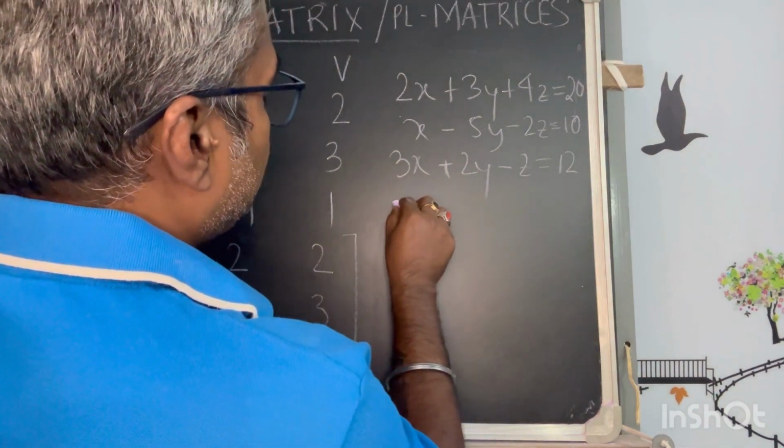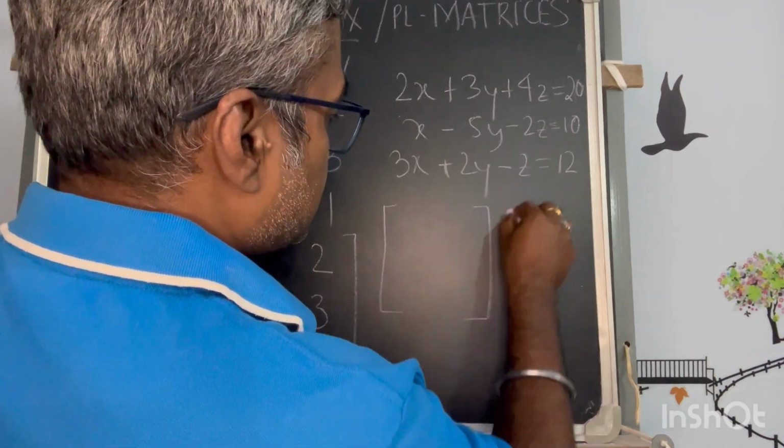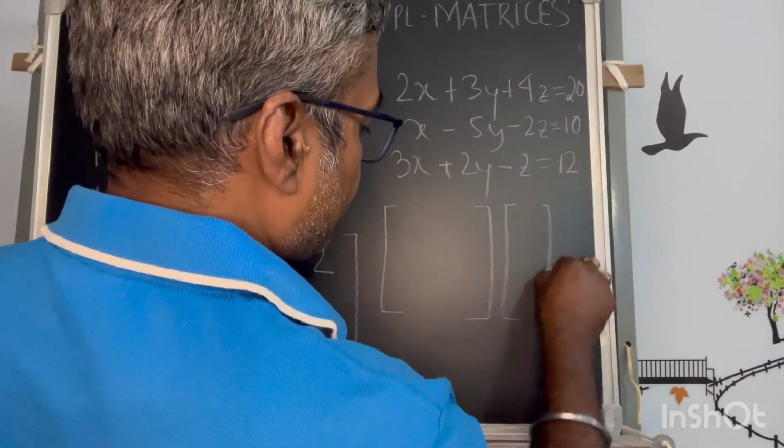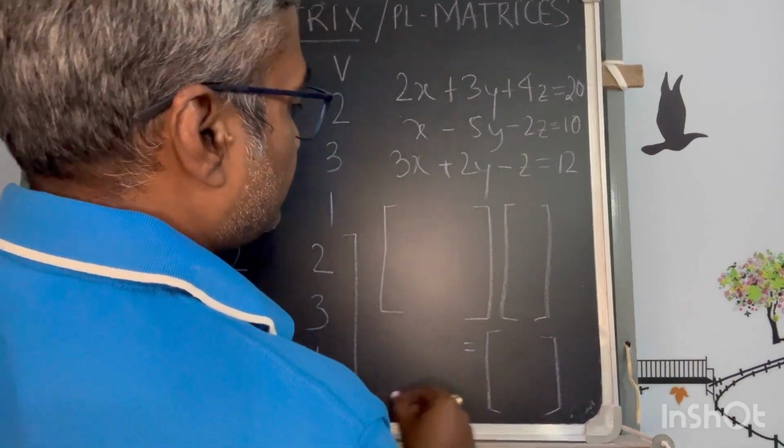If I say the equation has to be represented in matrix, what we'll do is we'll get this kind of matrix, where this can be represented with three matrices. What are those?